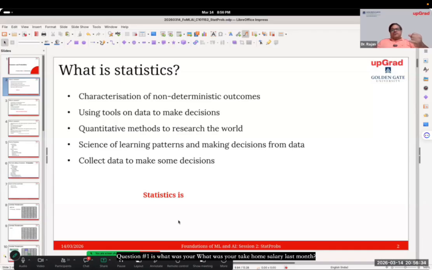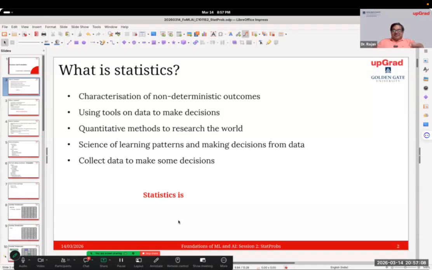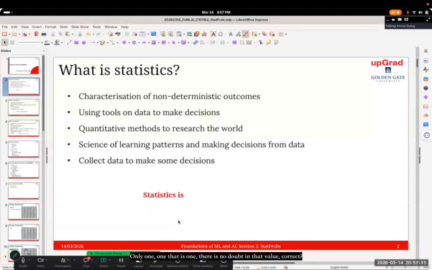Question number 1 is, what was your take home salary last month? Question number 2 is, what was the take home salary last month of a senior vice president in a fintech in Mumbai? The first one is easy. Why? Because where our data points are very few, making a decision is very easy. How many data points? Only 1. There is no doubt in that value.